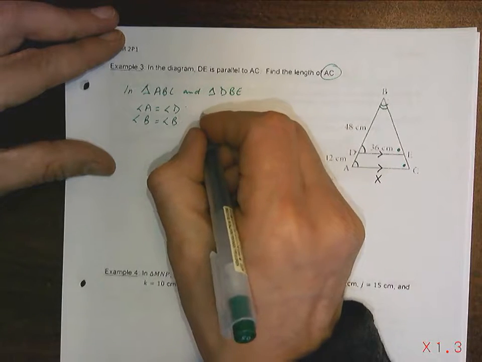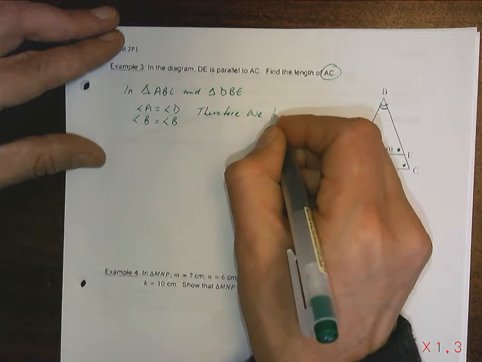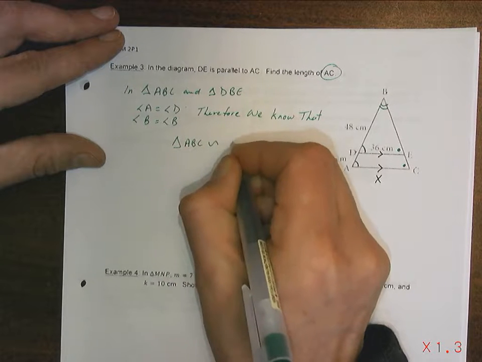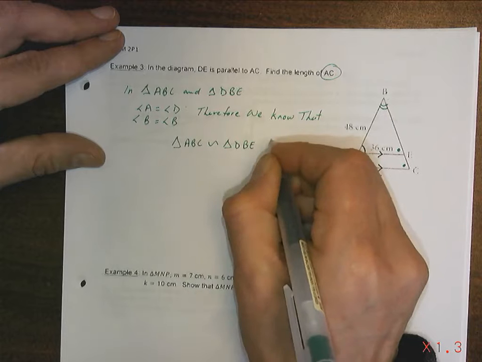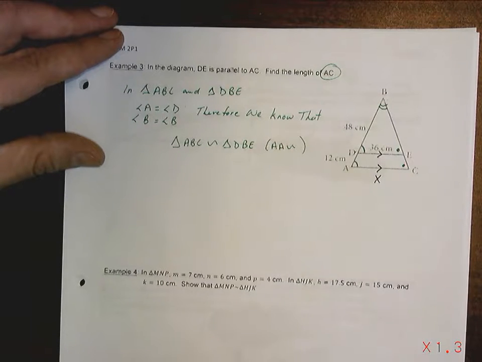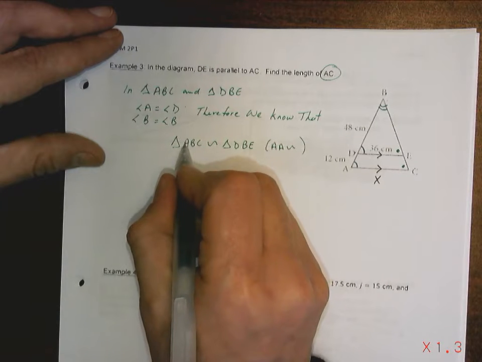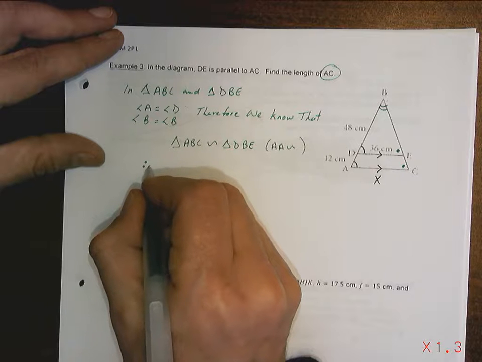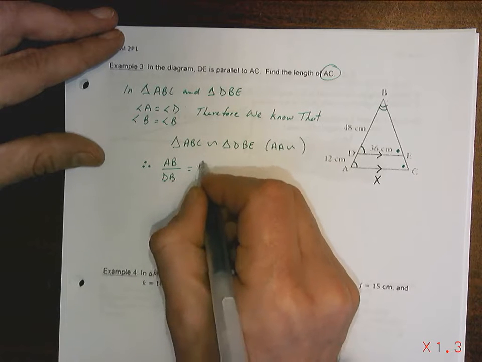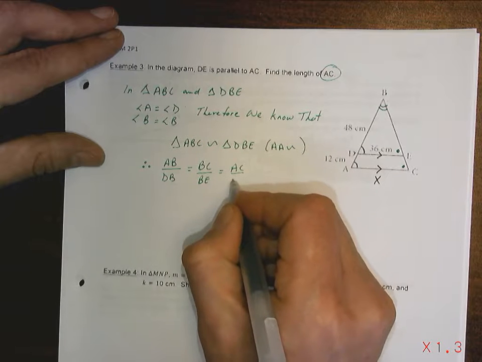And so what I say is that we can say, therefore, we know that triangle ABC must be similar to triangle DBE by angle similarity. So I've just proved that the triangles are similar. Once I've proved that the triangles are similar, I can set up my ratios, my side length ratios. So I know that the side length AB divided by DB must equal BC over top of BE must equal AC over top of DE.